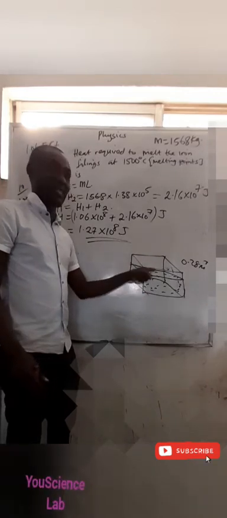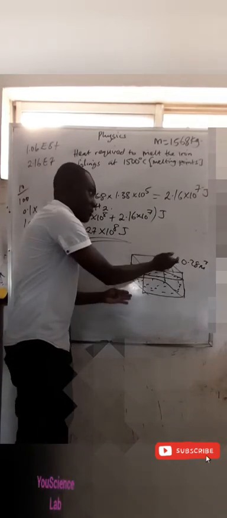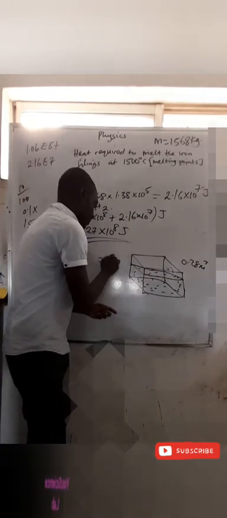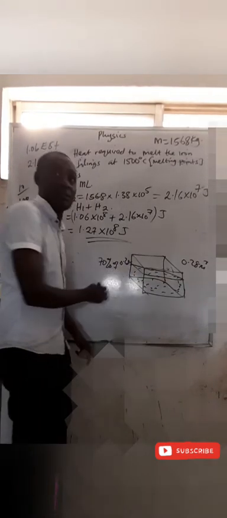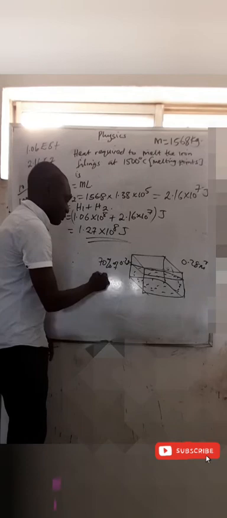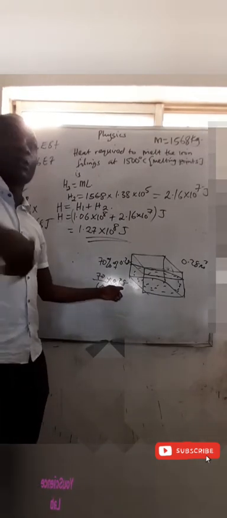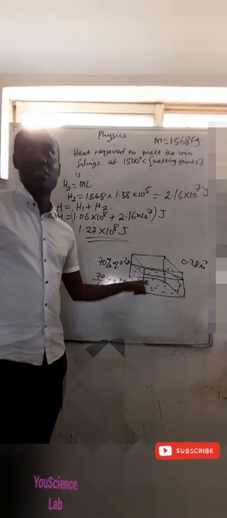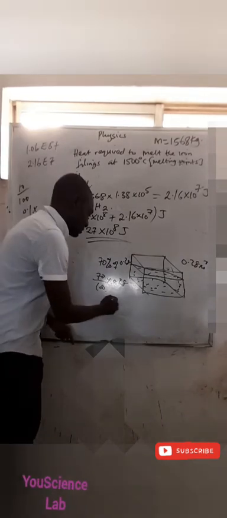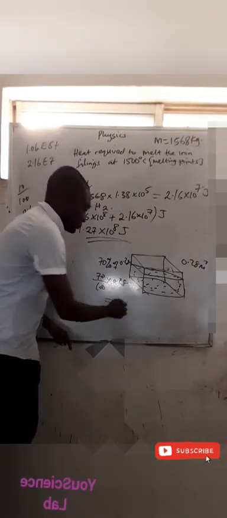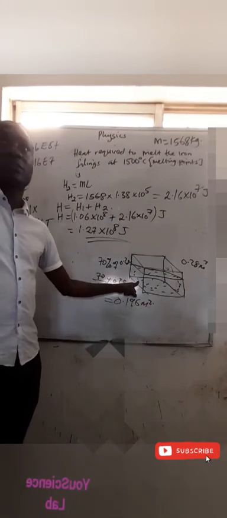So if this is 70% of this, the volume of the iron filing is going to be 70% of the total volume of the bus, that's 0.28, right? That is 70 divided by 100 times 0.28. That's how we arrive at the volume of the iron filings. The volume we arrived at was 0.196 meters cubed, right?